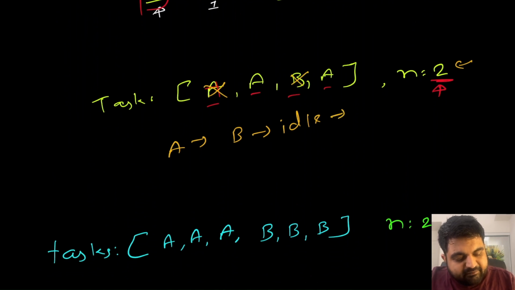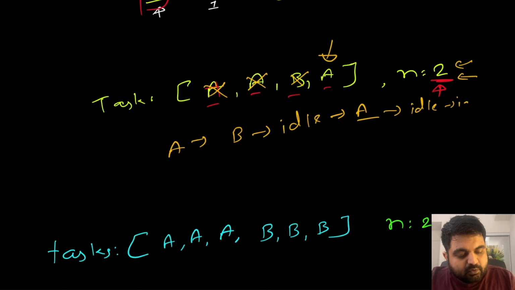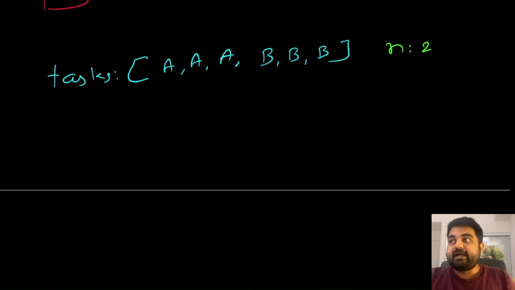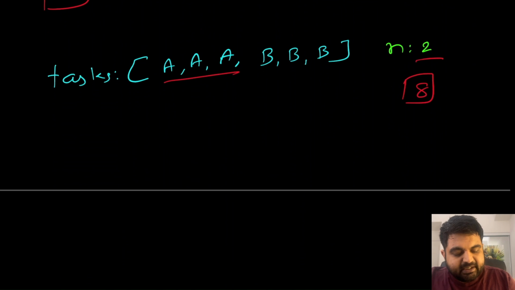Okay, now once again we can do task A. But after completing task A, the next task we need to do is once again task A, for which we have to have 2 idle cycles. So since there are no other tasks remaining, we are going to remain idle for 2 more cycles, and then we are going to complete task A. So if we calculate in this case, we need in total 7 intervals to complete every single task in this input. And in the same way, in this approach, we would actually need in total 8 intervals. How? Because we are given 3 A's and 3 B's.